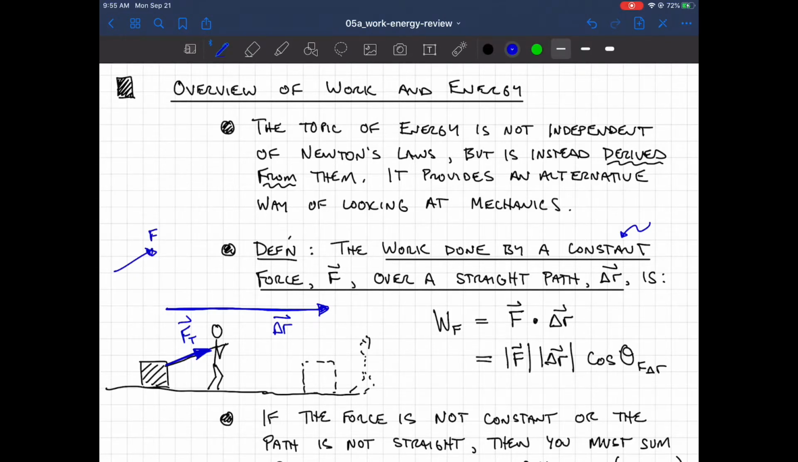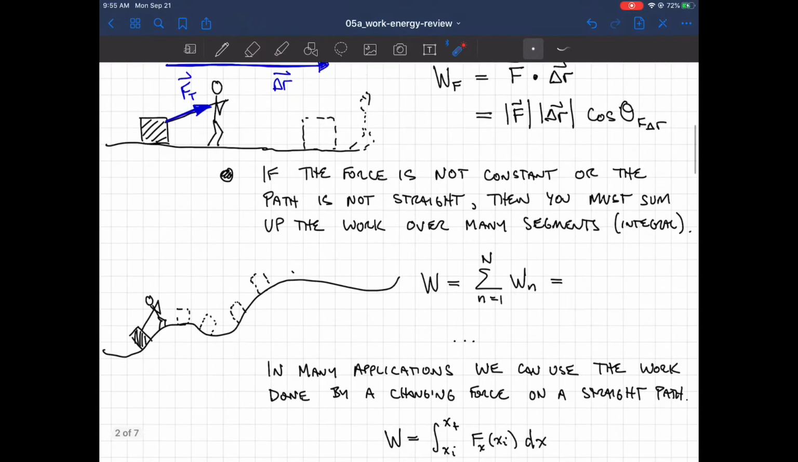Here's the force, here's the displacement, and this angle is the angle between the force and the displacement. So in this case, you would get slightly less work done because the force is angled. If you were to sort of squat down and pull directly in the same direction as the displacement vector, then this angle between the force and the vector would go to 0, and you get the maximum amount of force, the maximum amount of work for that particular force. So that's the work done by a constant force over a straight line path.